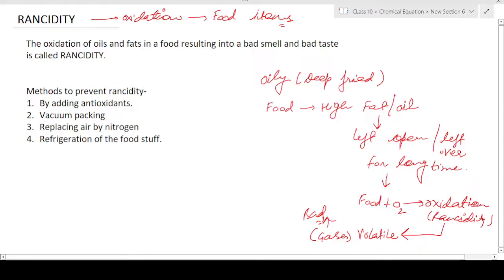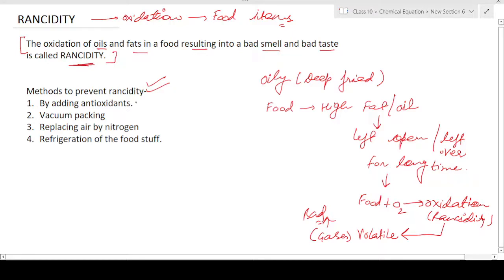Generally the foods which have a high content of fat and oil undergo the process of oxidation quickly. So the same thing is written here: the oxidation of oils and fats in a food resulting in a bad smell and taste is called rancidity. But how can we prevent rancidity? That is, how can we delay or prevent the oxidation of the food?